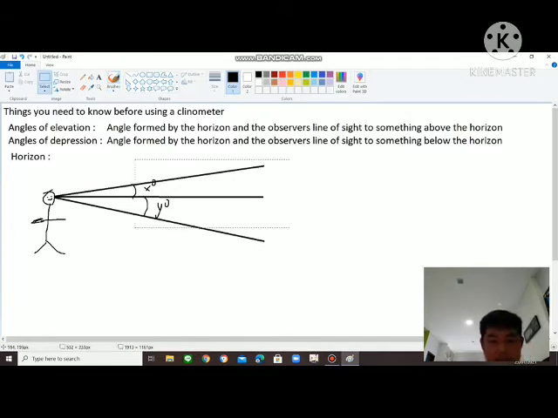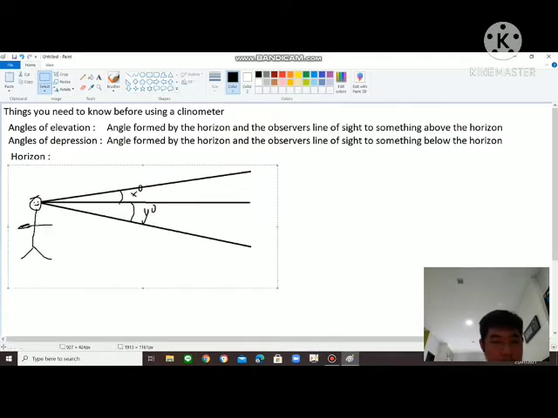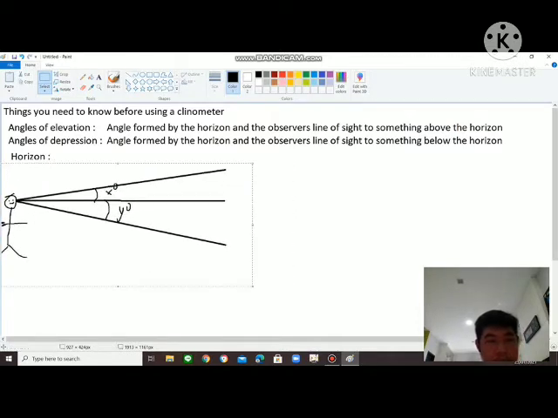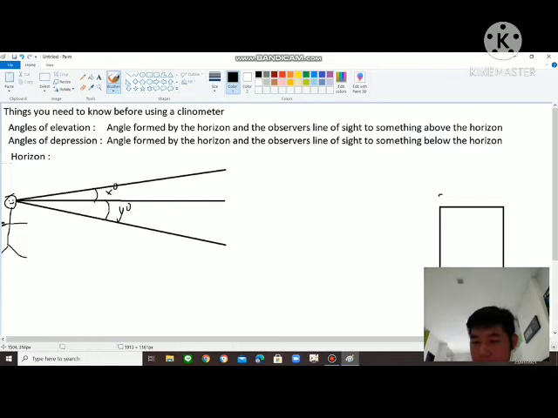Now, another example. Let's say that there is a building and there are two people here, one at the top of the building and another person down here. Let's say these people are Steven and Nathanael. Steven and Nathanael look at each other. Now, can you tell me which person has an angle of elevation when looking at the other person, and which one has an angle of depression?